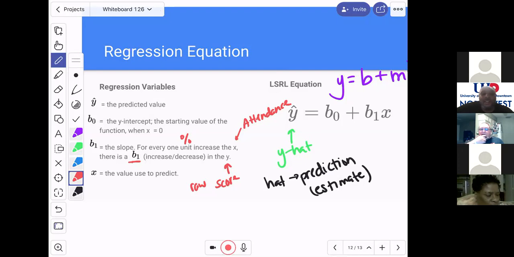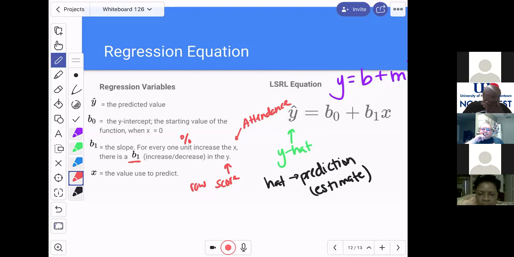So if your slope is positive, your R should be positive, and your B1 should be positive. If your R is negative, that tells me my slope is also going to be negative. They have the exact same signs. But here's what we're going to say. For every 1% increase in the attendance, there is a B1 increase in the raw score. We need to figure out what B1 is. That's how you interpret the slope.